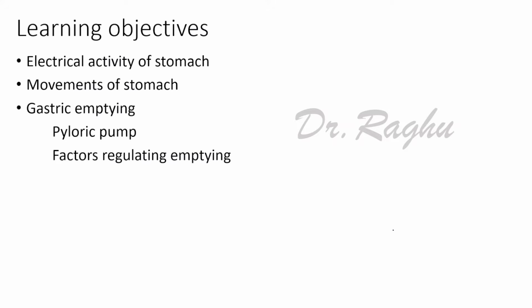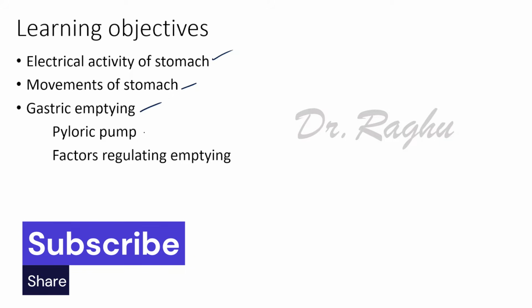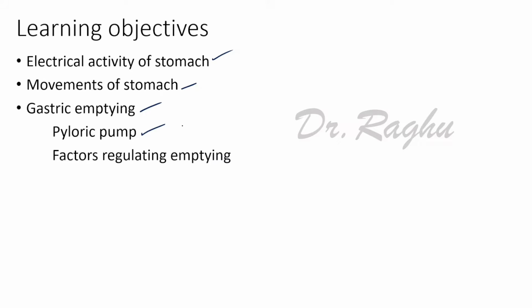Let's understand what the learning objectives for this session will be. Let's briefly understand again the electrical activity of the stomach, because this is important to understand the movements of the stomach. Then let's dive into gastric emptying, and two very important concepts. One is the pyloric pump, and another is a phenomenon called retropulsion. We will understand both of them, and then at last let's see what factors help in regulation of gastric emptying.